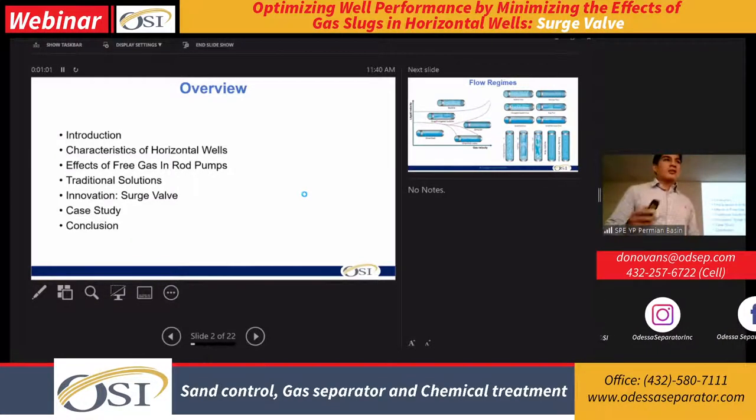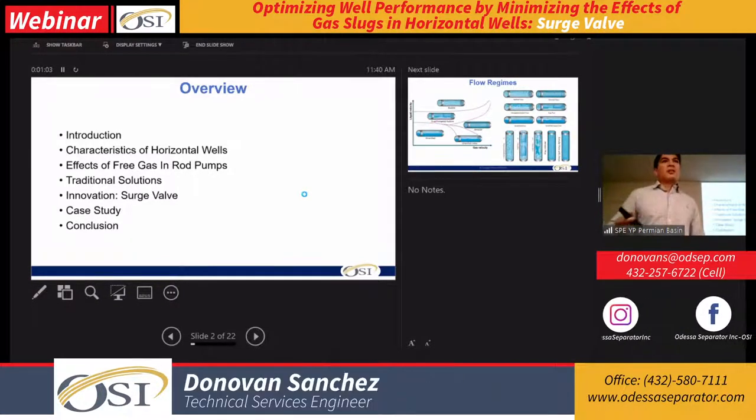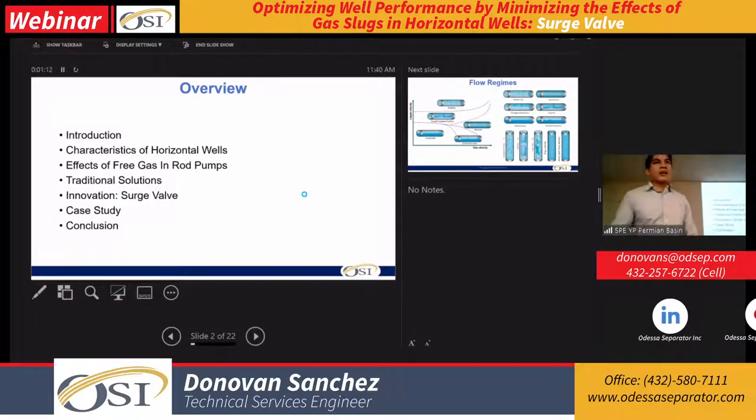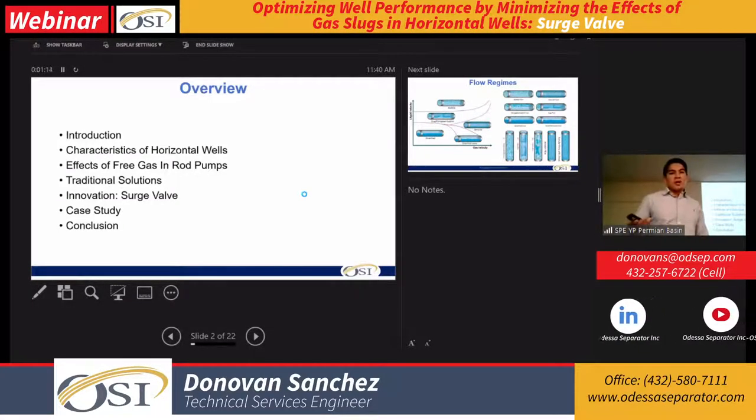Next, I'll be talking about the rod pumps and how free gas can affect the rod pump, because so far the surge valve has been mainly introduced in rod pumps, but it is also applicable in horizontal wells, ESPs, or gas lifts. It's really applicable for any artificial lift, but right now we've just been seeing rod pumps.